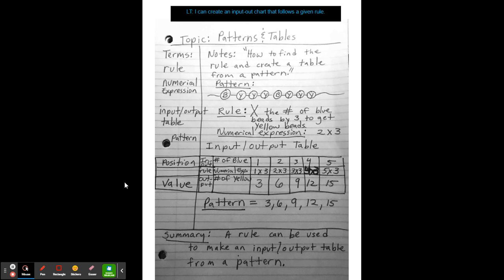Also, I like to write a summary of what we're doing. The good thing is at the end of every video, they give you a summary of the lesson, and that is just good teaching. So, my summary is a rule can be used to make an input output table from a pattern. So, let's go ahead and finish the video.